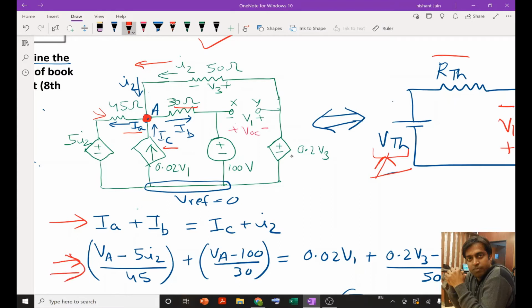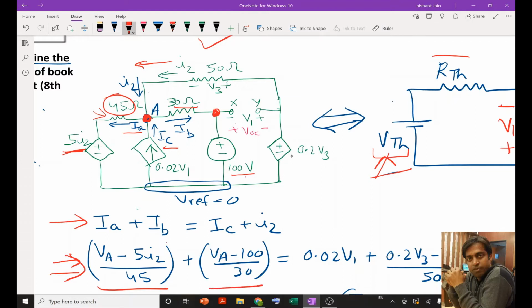In this equation you can see that IA is equal to VA, the potential at A, minus this potential upon 45 resistance, plus IB is VA minus this potential. The potential at this particular node will be 100 volts, since the 100 volt source is directly connected at this node. So my expression will be VA minus 100 upon 30.